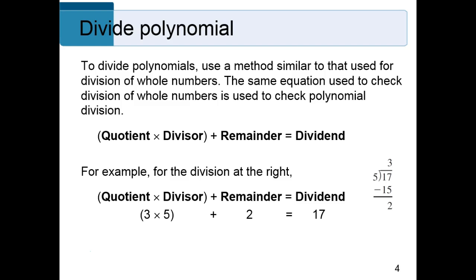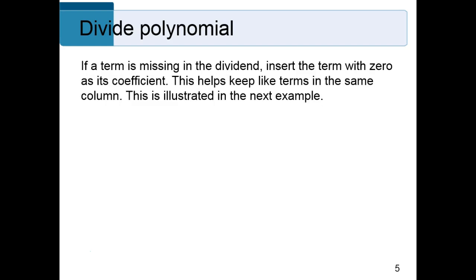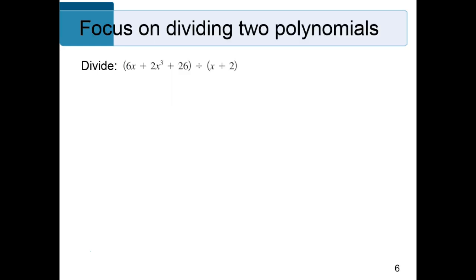3 times 5 is 15 plus 2 is 17. Boy, it's so easy. Now, any questions? If a term is missing in the dividend, you have to insert a term with 0 as a coefficient. That helps keep like terms in the same column, and it says that's illustrated in this example. Here it is, folks. What's wrong with that picture?